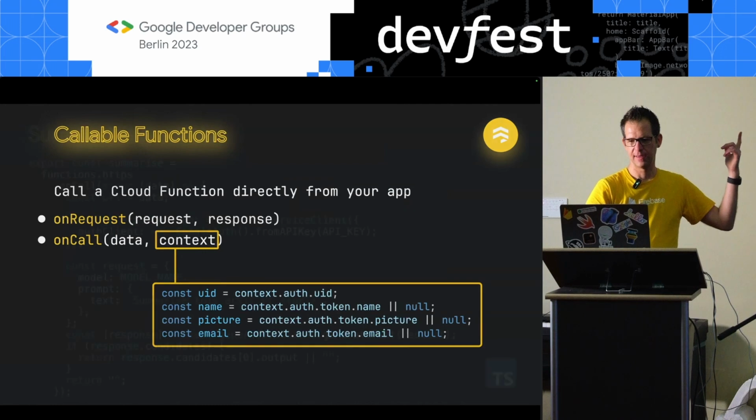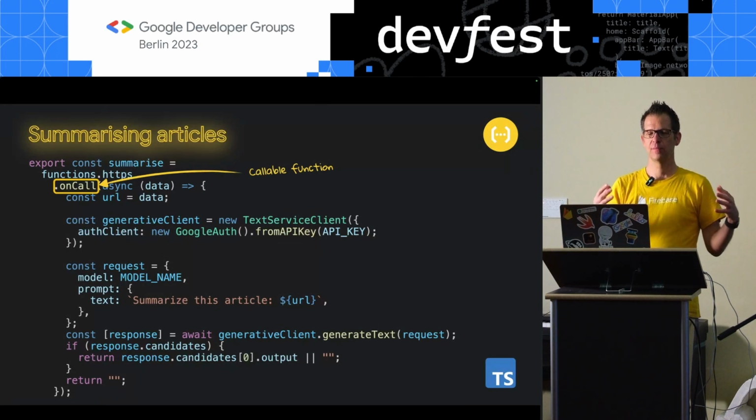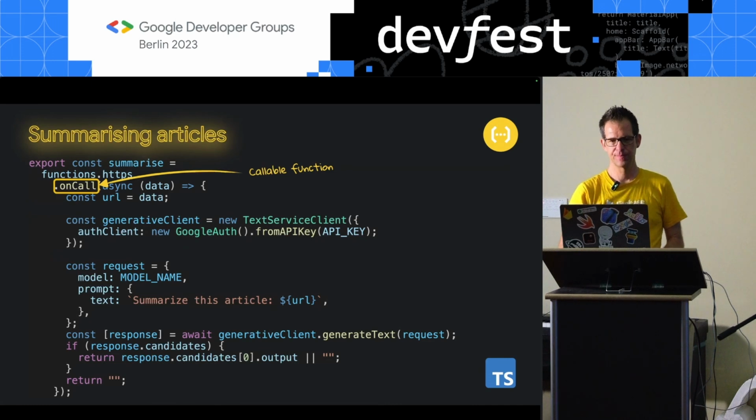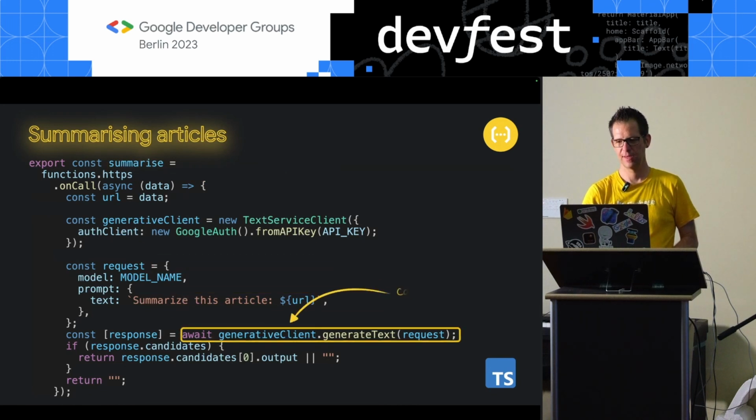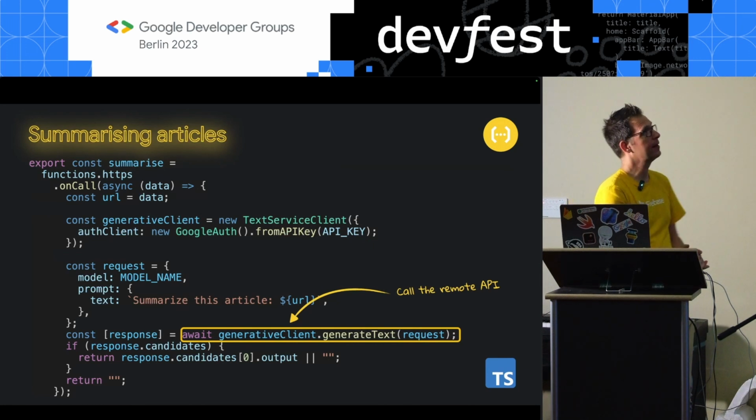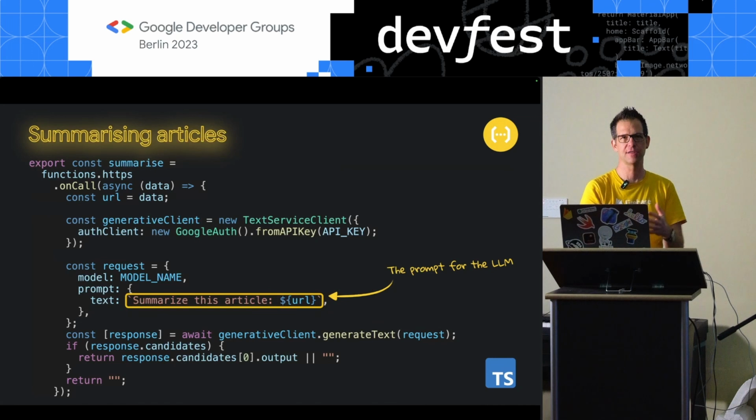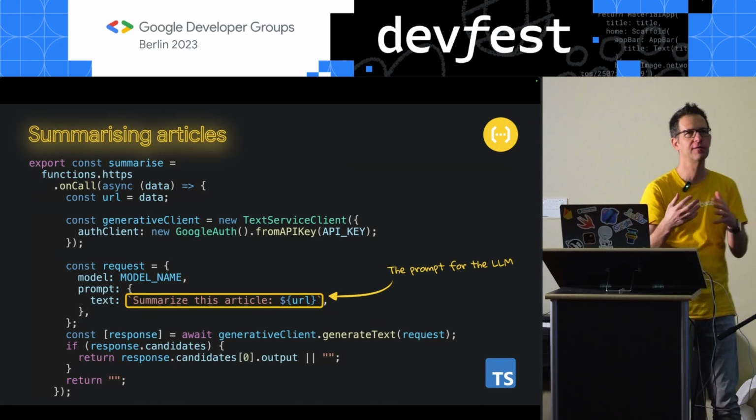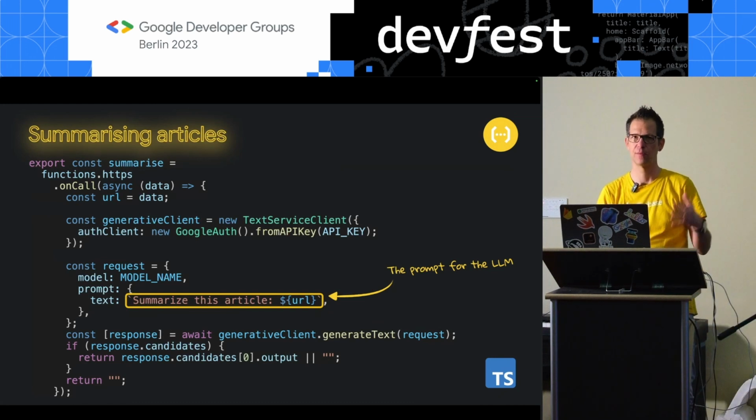Here again, you can use the context. So here is the function to produce the summarization. It's a callable function. That means we can call it directly from the client. This is the name that it will be registered with. And here is the remote API that we want to call. So this is a call to the PaLM LLM model. And of course, we need to give it a prompt. And this prompt is pretty simple. It says, summarize this article, and then I'll just give it a URL. So I could either give it a URL or the entire text of the article that's behind the URL, so the simplified version.